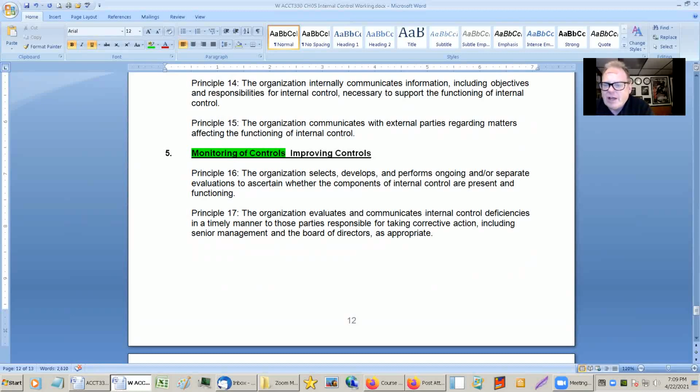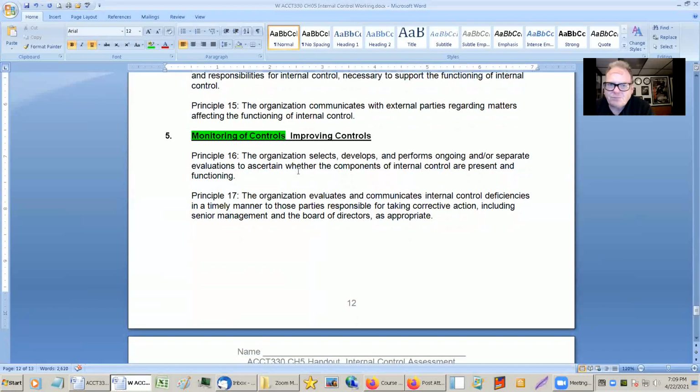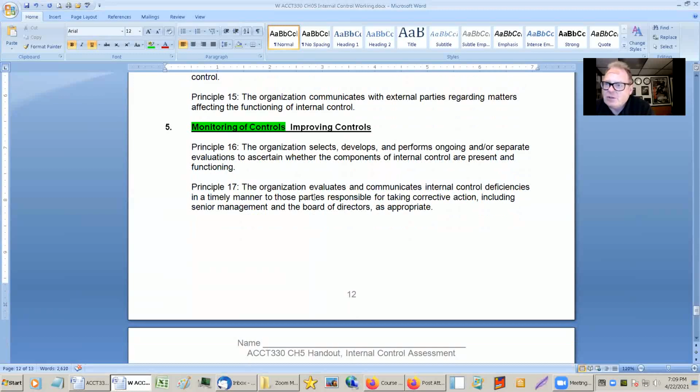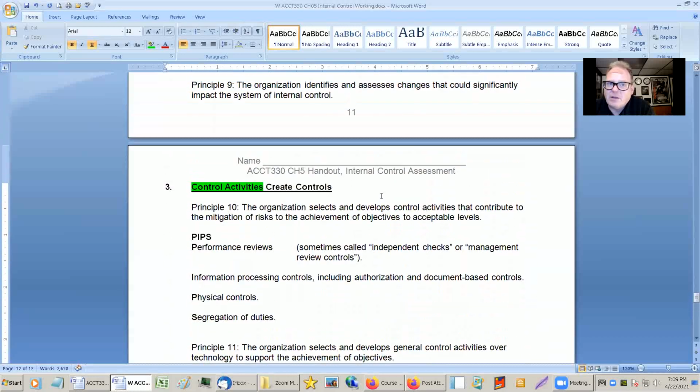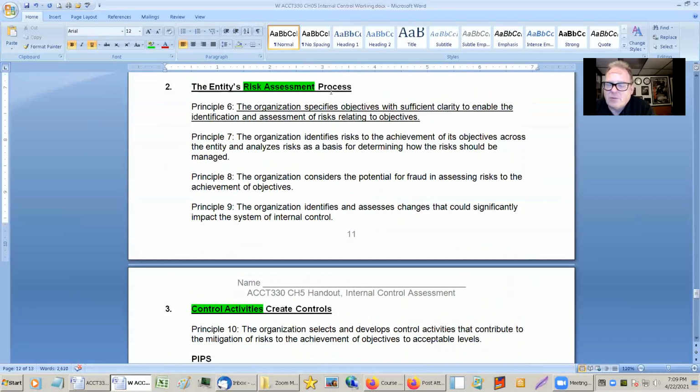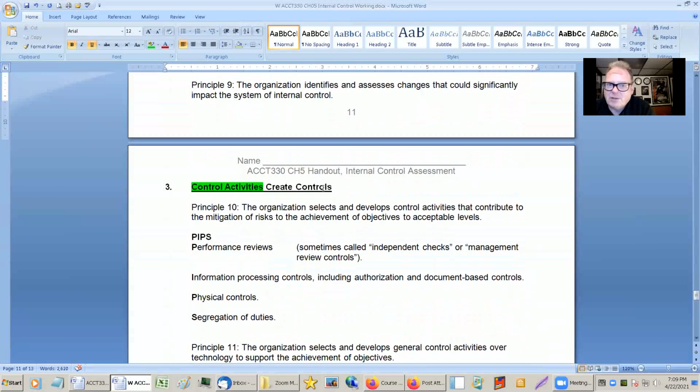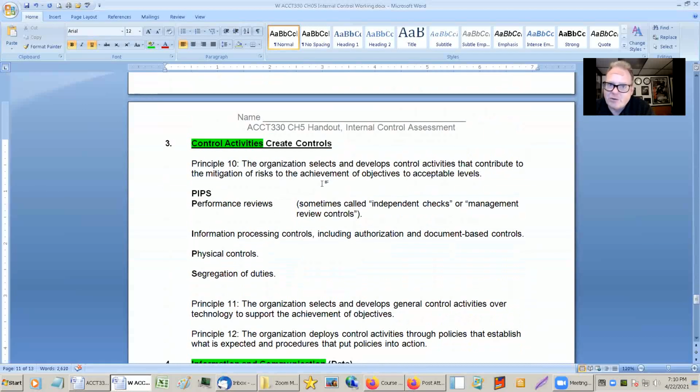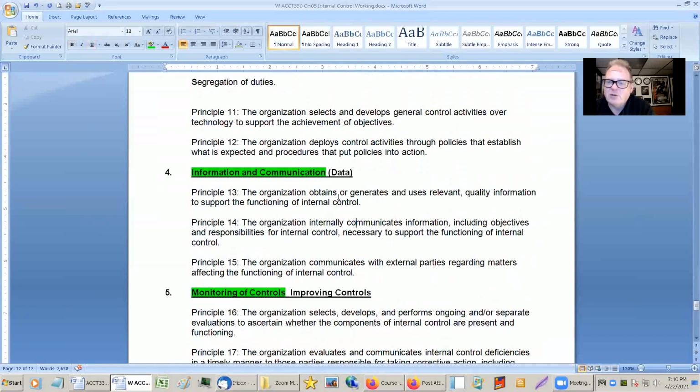So it's kind of a loop. They'll say, okay, how are the controls working? They'll do an evaluation of the controls and see whether they're actually doing what they're supposed to be doing. And if they're not, then you go back, see what the risk is, develop different controls or more controls, and you get the data loop. The data will often tell whether it's working or not.